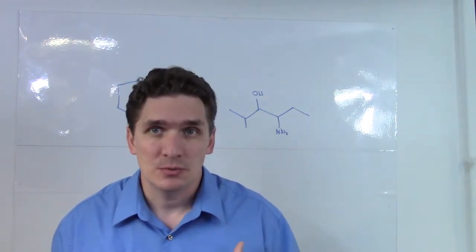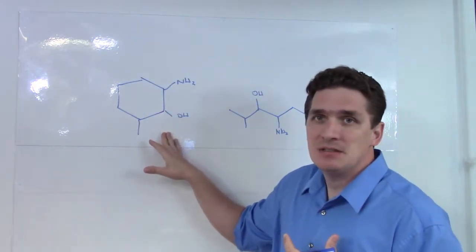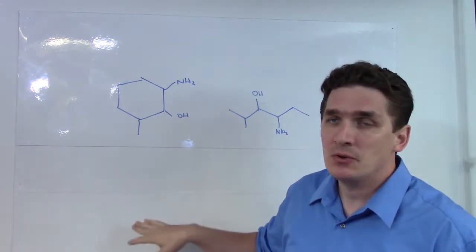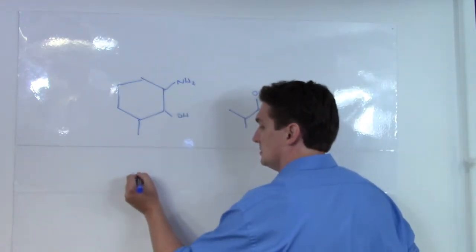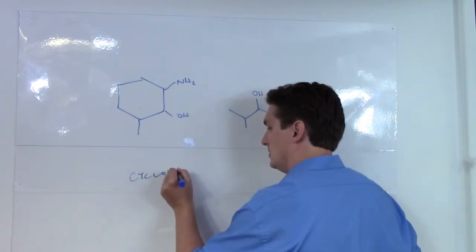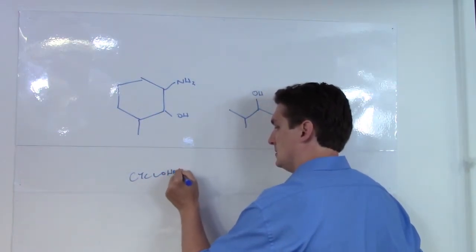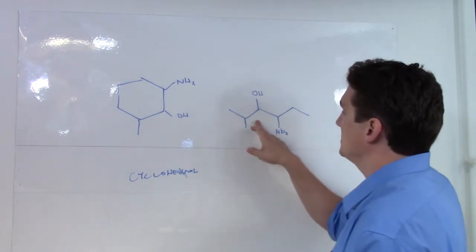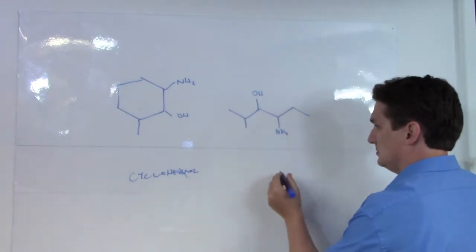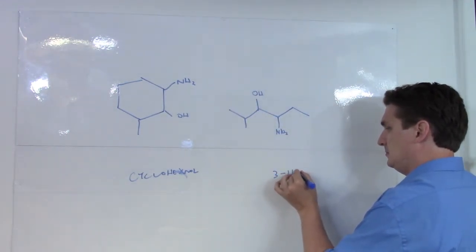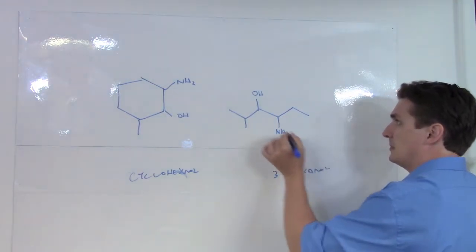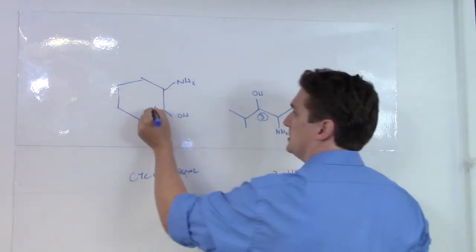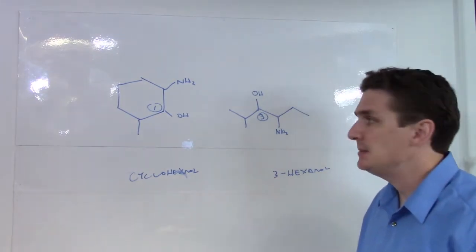It's an amino group. So, in the case of this compound, the alcohol takes priority, so this would be cyclohexanol. In this case, we have 3-hexanol. And this numbering scheme here is going to specify how we're going to start naming things.